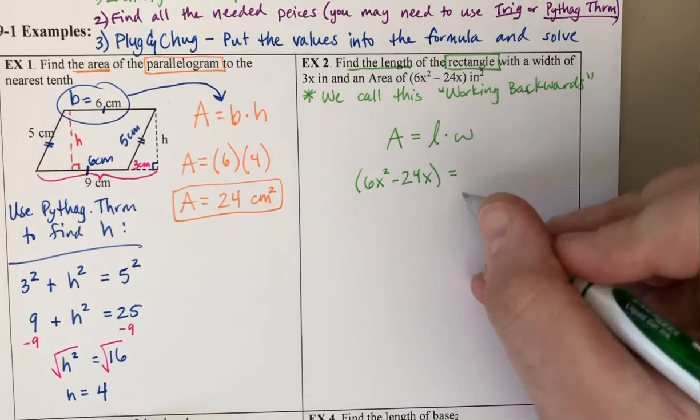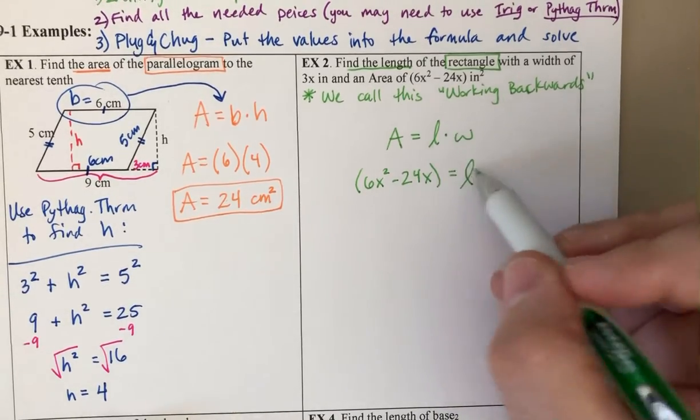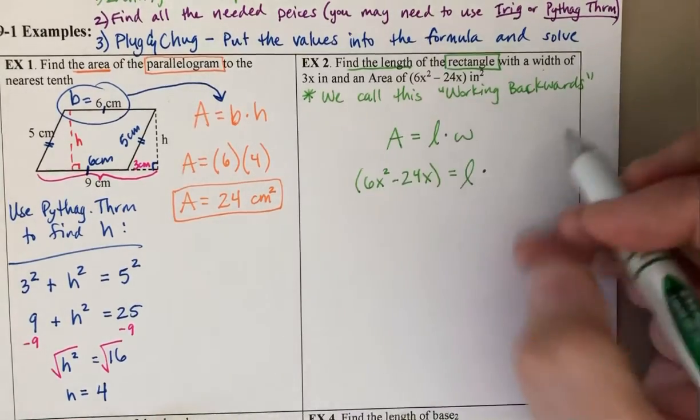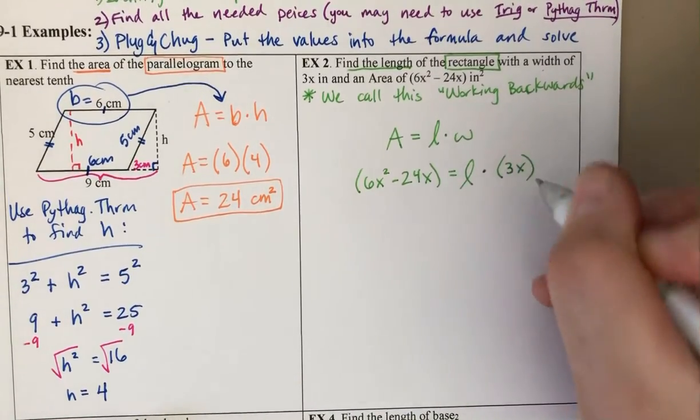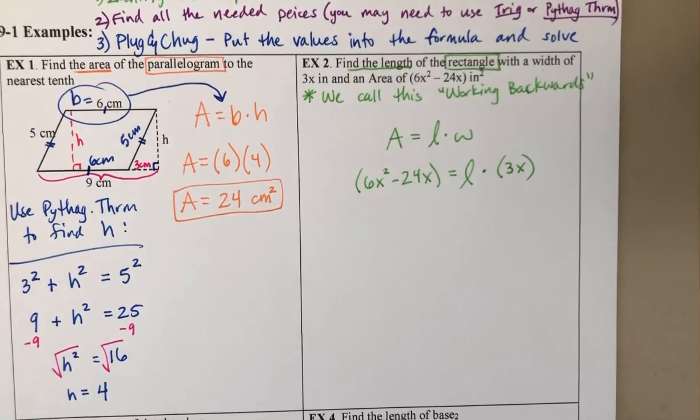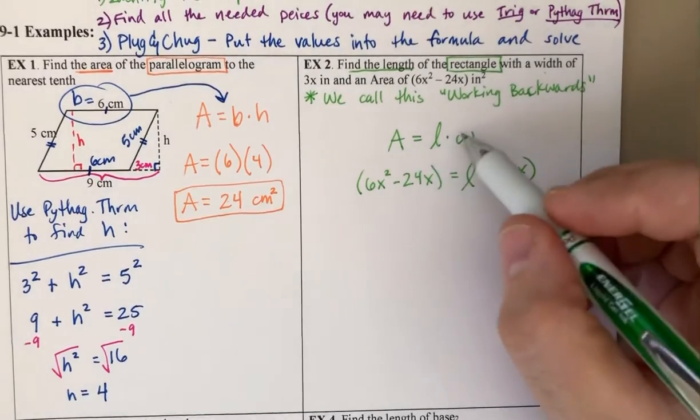And then as far as our formula, we're plugging in stuff. So the L just stays as L. That's what we're looking for. L is L, and then times the width of 3x. And yes, you've got to put the x's in. So there's the setup. That's how every working backwards problem is going to go. You're going to write the formula and plug in what you know.